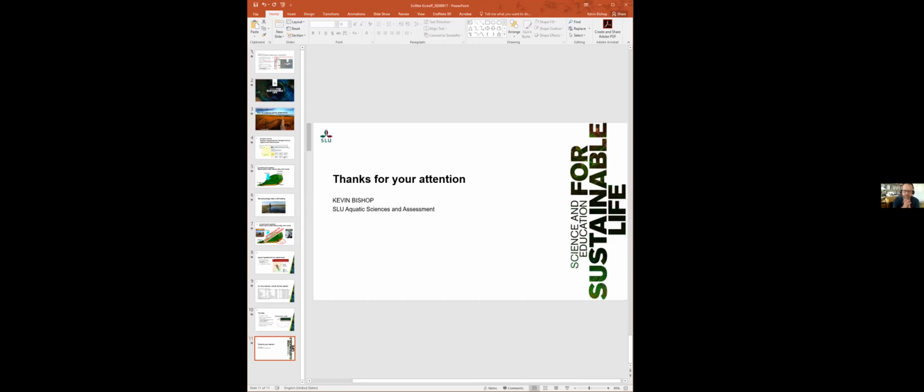A question from Stefan Blum, Kevin. Is there a role for these mosses in the forest hydrology as well, similar to the role in wetlands? Absolutely.